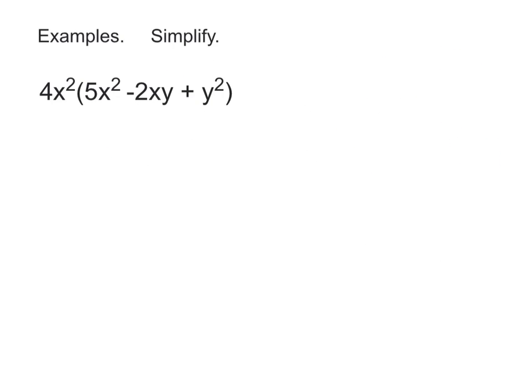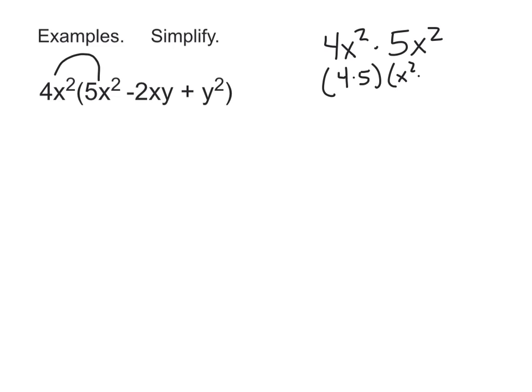The next one, same thing. Go ahead and multiply those. So I have 4x squared times 5x squared. And do 4 times 5, and x squared times x squared, and I get 20x to the 4th.